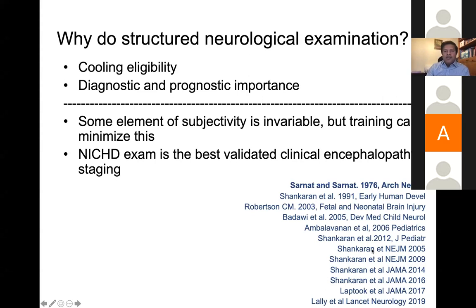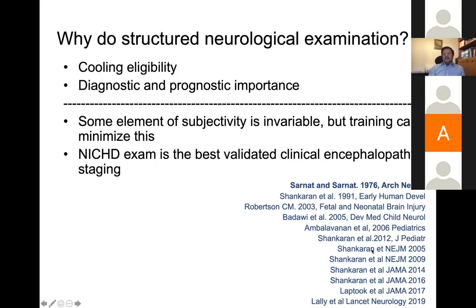Now, why do we need to do a structured neurological examination in a baby with neonatal encephalopathy? There are two main reasons. One is that it decides the treatment that baby will receive, which is currently cooling therapy. So we decide the treatment based on this neurological examination. We don't cool babies who are normal. We should not cool babies who have mild encephalopathy, and we should cool only babies who have moderate or severe encephalopathy. This examination will tell you how to do that in a systematic way.